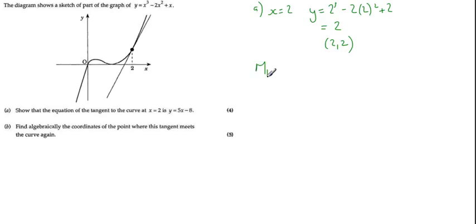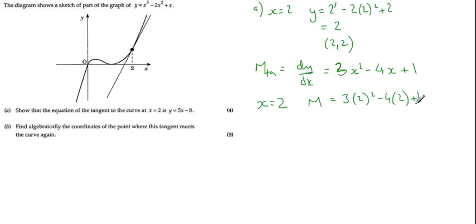And the gradient of the tangent to a curve we know is always equal to the differential. The differential of this is 3x squared minus 4x plus 1. And again, we want to know what the gradient is when x is 2. So the gradient is going to be 3 times 2 squared minus 4 times 2 plus 1. 3 times 2 squared is 12, take away 8 is 4, add 1 is 5.